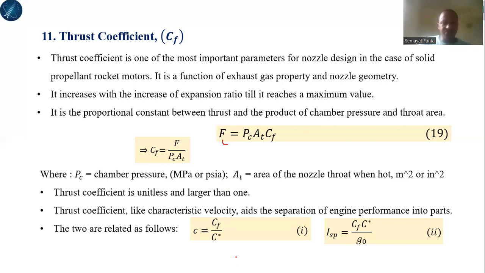And there are two related parameters. The characteristic velocity C star is equal to specific impulse over C_F. Thrust coefficient times C star gives us the characteristic velocity. Again, Isp is equal to the thrust coefficient C_F times C star over g naught. So these formulas are very important in nozzle design.